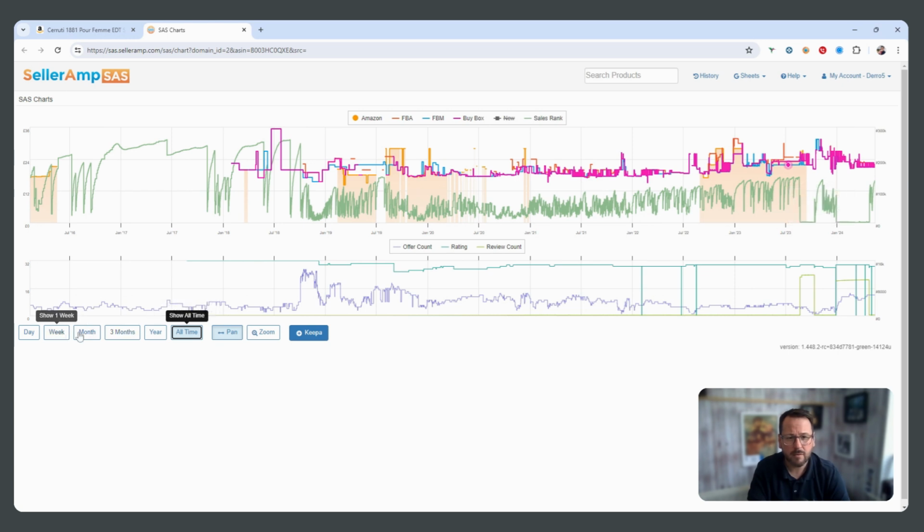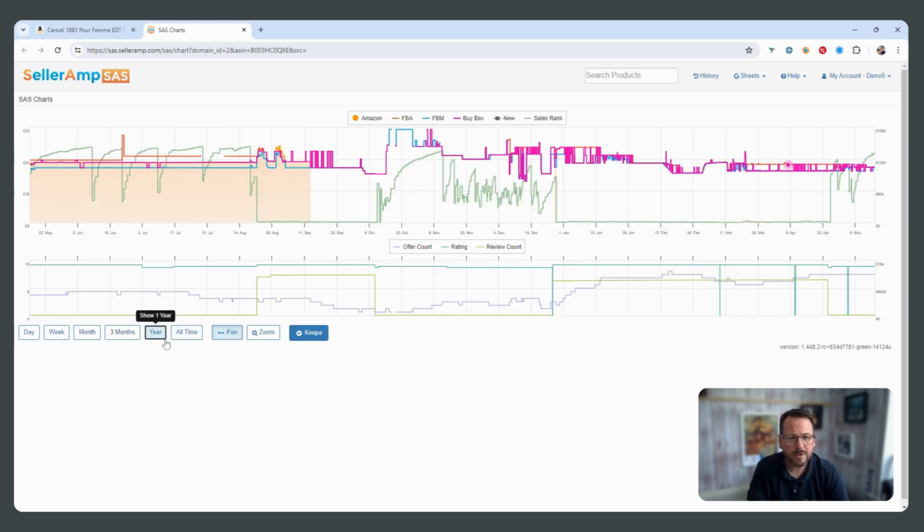Let's go back to the year. So we know during May, roughly to the end of summer, it doesn't sell very well at all. And then it sells like hotcakes all the way through to the autumn. Didn't sell again at Christmas time, but it sold during the springtime.